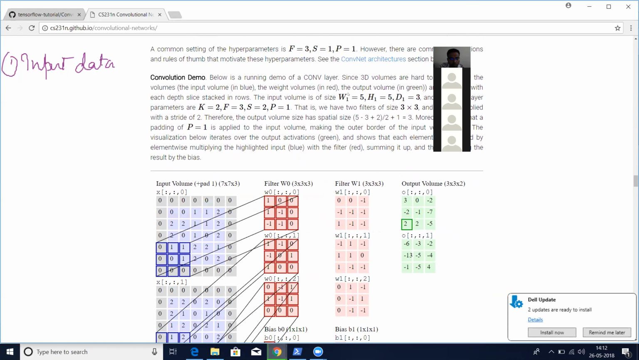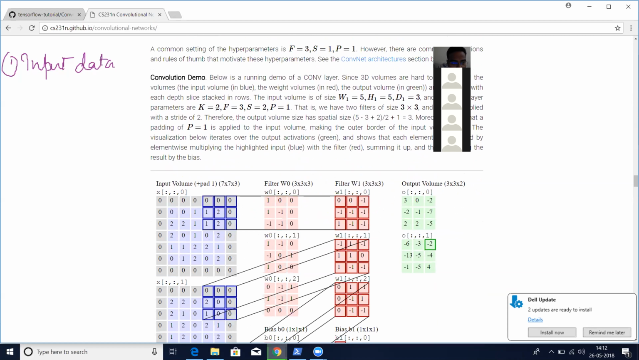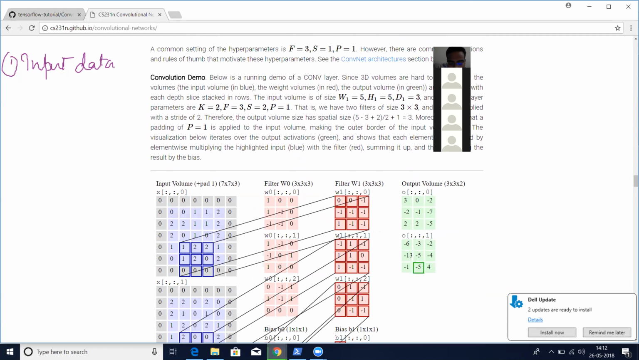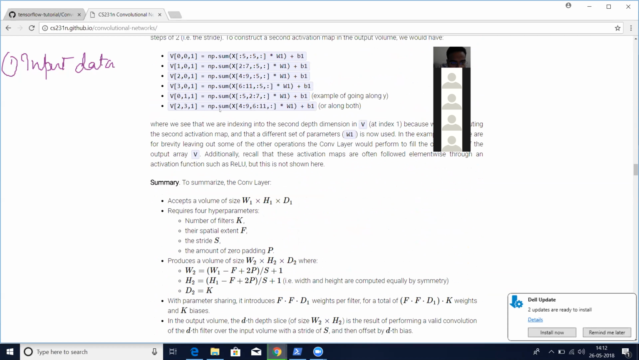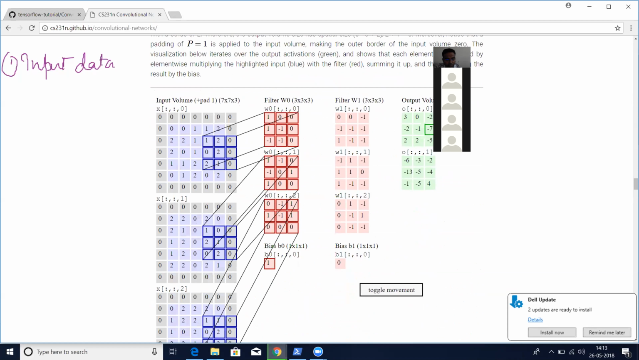So the input volume is of size W, width, height, and D dimension. It requires 4 hyperparameters: number of filters K, the spatial extent F, the stride S, and the amount of zero padding P. Okay, so if that is the case, what does it mean?